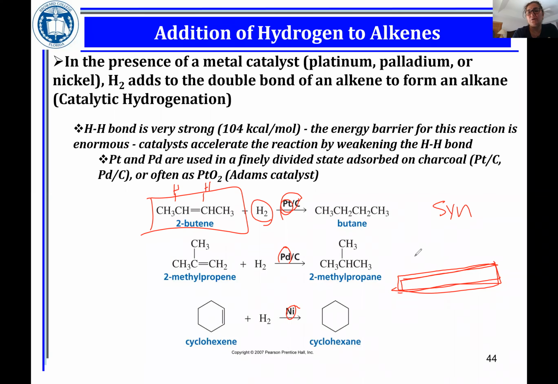You bring your C=C double bond and it attaches here. Hydrogen is going to attach here, so you have the H2. Then one hydrogen is going to bond to one carbon, and the other hydrogen would bond to the other carbon from the same side. So it's a Syn addition.